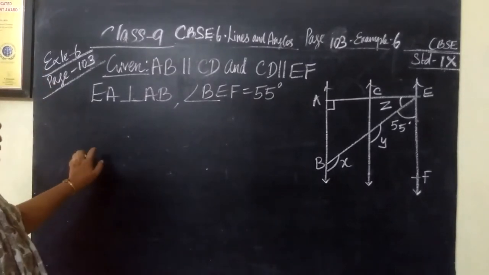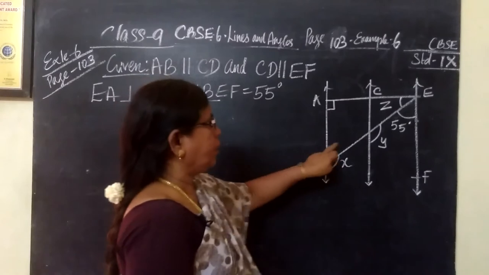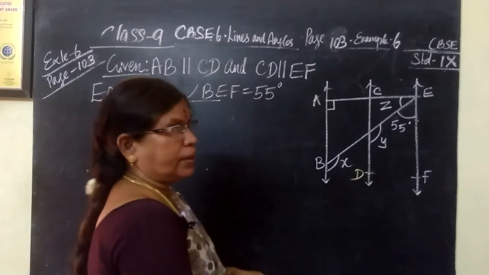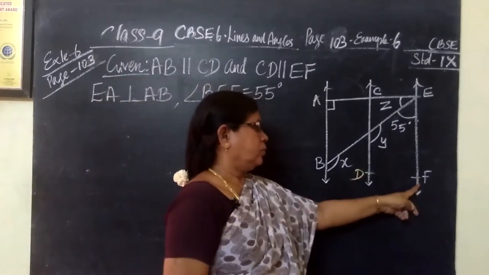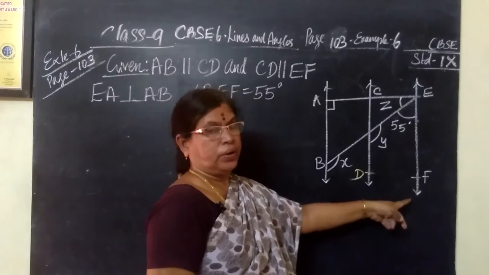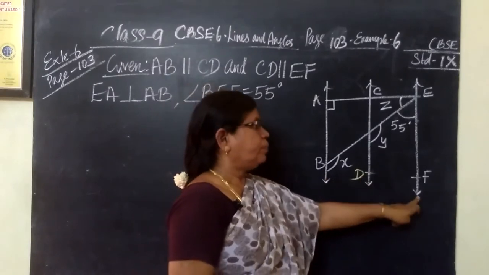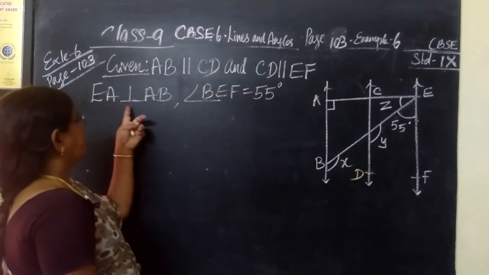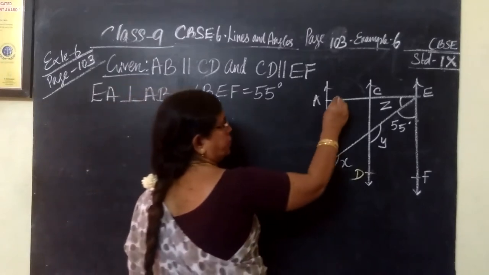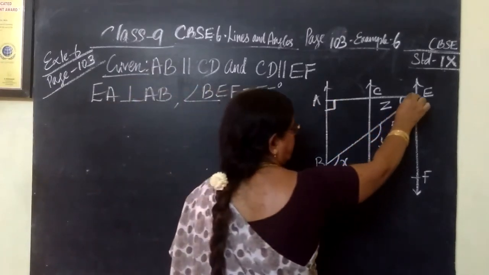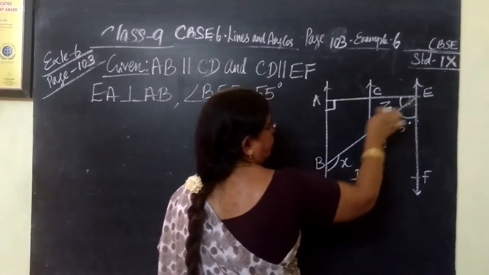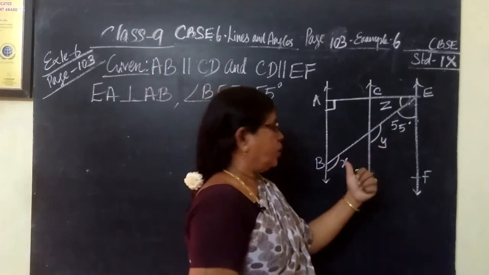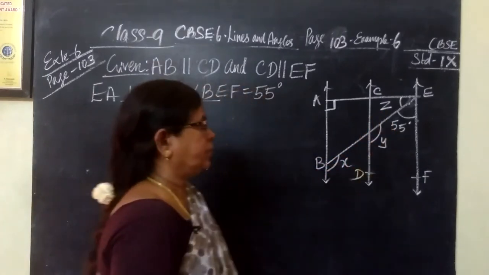Now example 6. Given AB parallel to CD, then CD parallel to EF, and we know AB will definitely be parallel to EF. They are parallel to each other, and you are given EA perpendicular to AB. Perpendicular means this is 90, so definitely this also will be 90 because they are parallel. Then angle VEF equals 55 degrees. You want to find X, Y and Z.